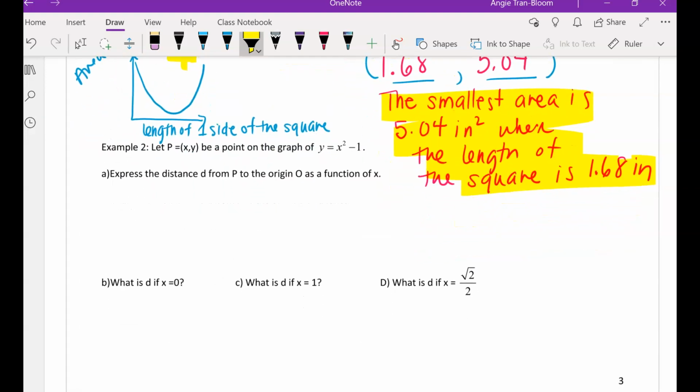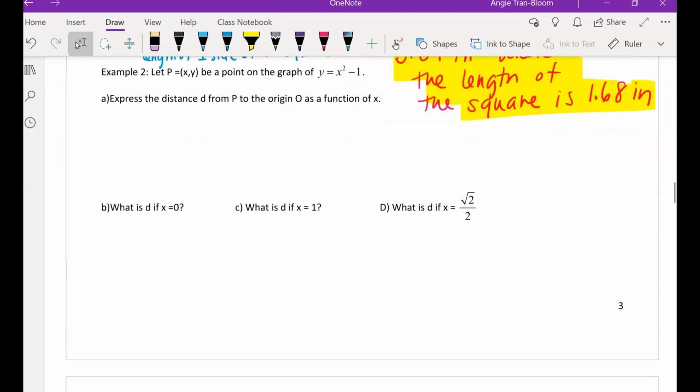All right. Example 2. Let P, which is a random point called x comma y, be a point on the graph of y equals x squared minus 1. Part A. Express the distance, d, from your point, the random point, to the origin as a function of x. Then B, C, and D ask: what is d when x is 0? What is d when x is 1? What is d when x is rad 2 over 2? And then there's another part at the bottom.